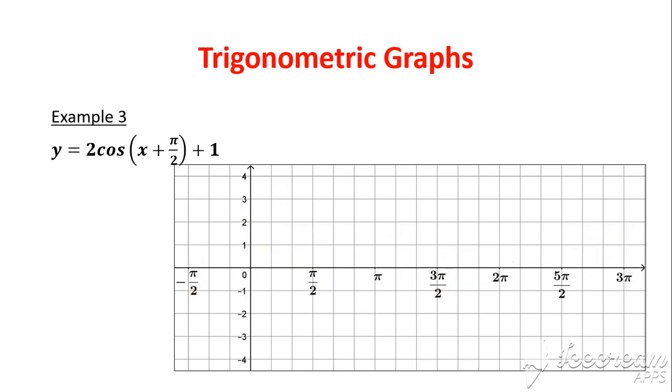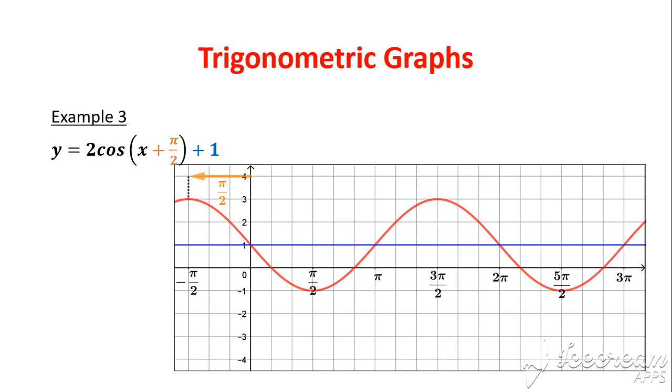Right, here's example 3. y equal to 2 cos bracket x plus pi over 2 bracket plus 1. So the whole graph is up 1 square. It's got an amplitude of 2. And the whole graph has moved pi over 2 to the left because it's a plus pi over 2.